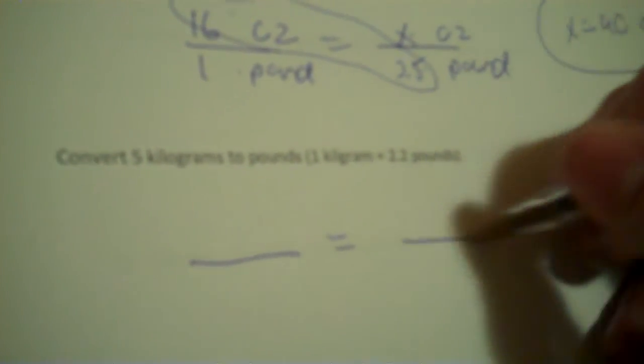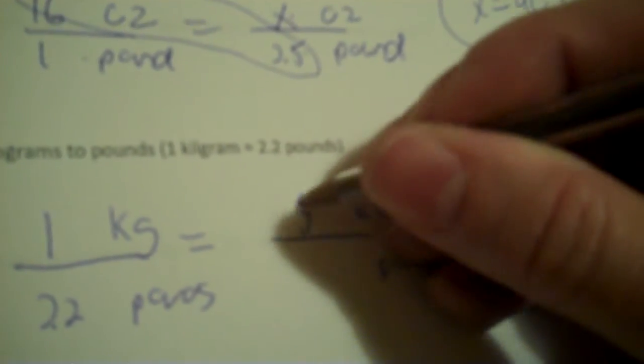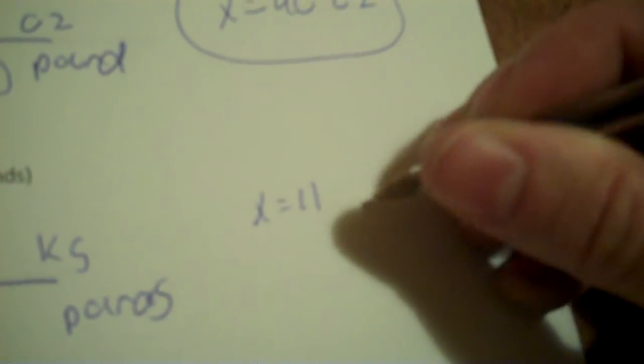Okay, convert 5 kilograms to pounds. 1 kilogram is 2.2 pounds. I did not spell kilogram right, but that's okay. So 1, you can just put kg or whatever you want to put. 2 point. Make sure you label it somehow though. And then kg and pounds. So 5 is kilograms, and I got to find the pounds. So 1 to x, 2.2 to 5. So I take 2.2 times 5 divided by 1 is 11. So x equals 11 pounds.